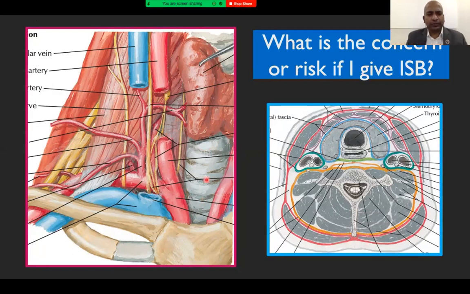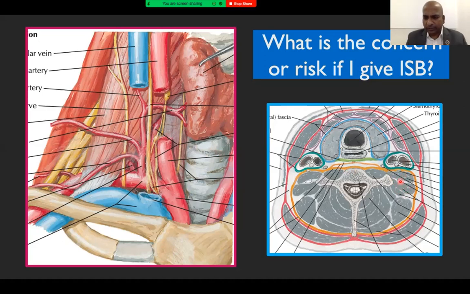In the tracheoesophageal groove, it can block the recurrent laryngeal nerve and produce hoarseness of voice. There is a cut section at the same level to depict what happens in the cut section. This is the interscalene groove. This is anterior scalene. This is middle scalene. These are all the brachial plexus elements.